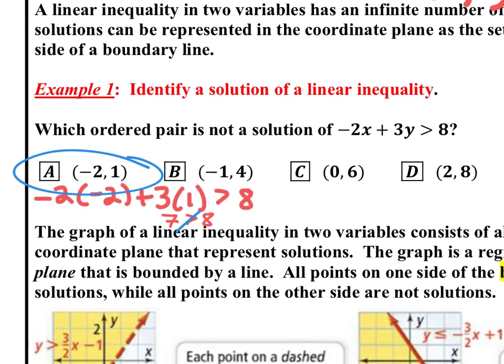I could plug in negative 1 for x and 4 for y for the second one, see if that works. Does it work? 2 plus 12, 14 is greater than 8. Yep, there you go.